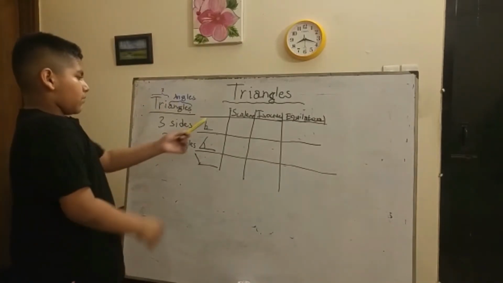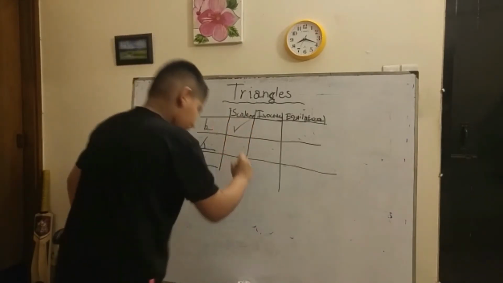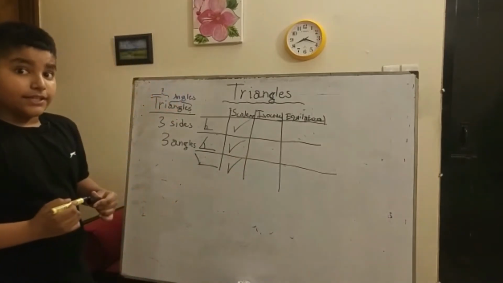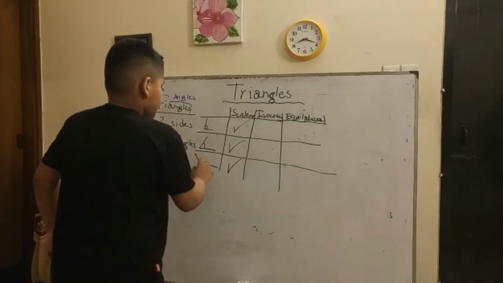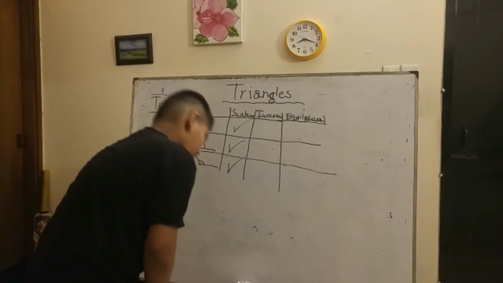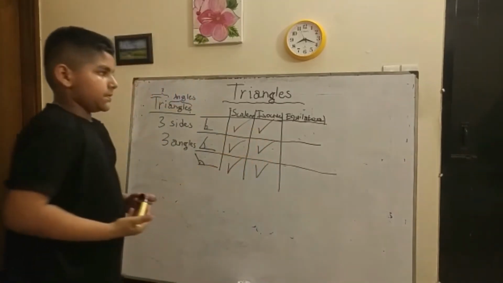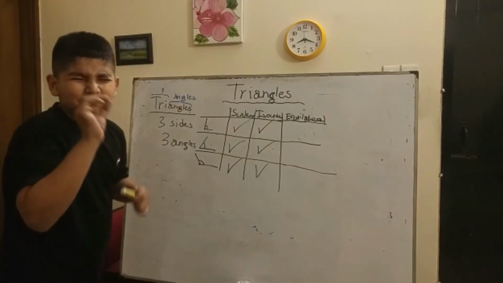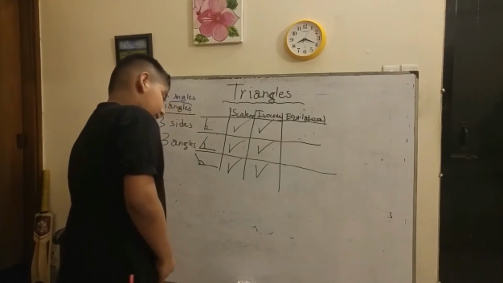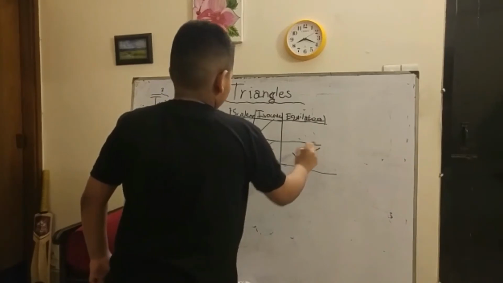Okay, so right scalenes will be all right, acute, obtuse, all of them can be scalenes. So isosceles, all of them will fit. Right triangles will fit in a very special way, but it will still happen. An equilateral will only have an acute angle.